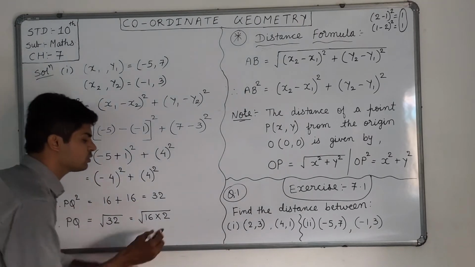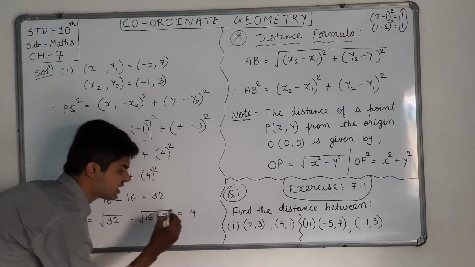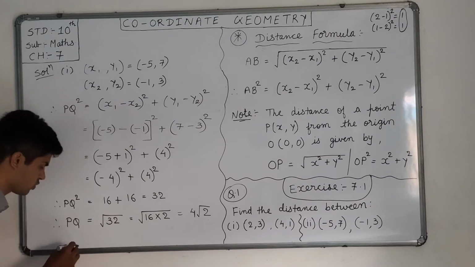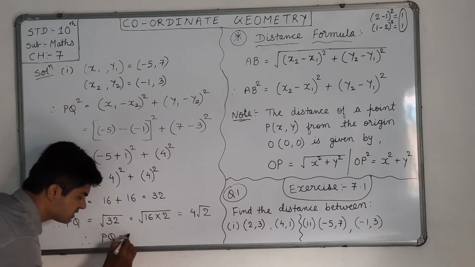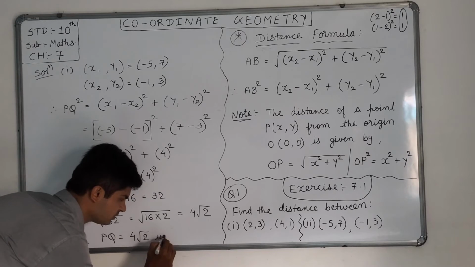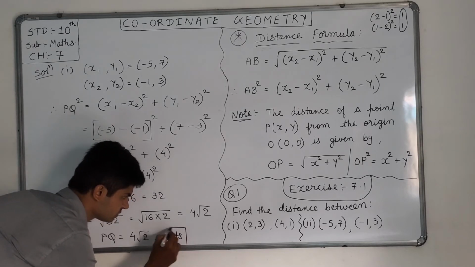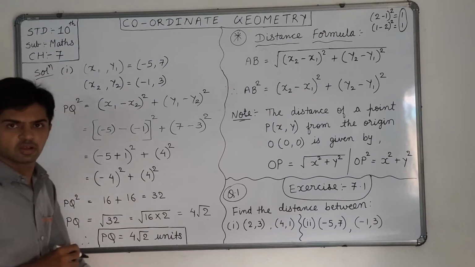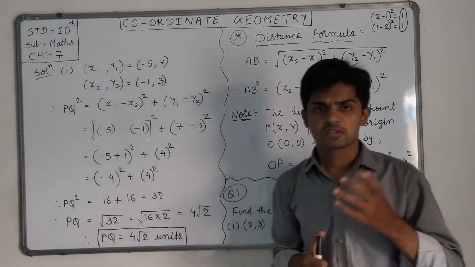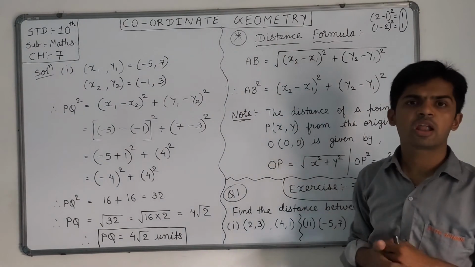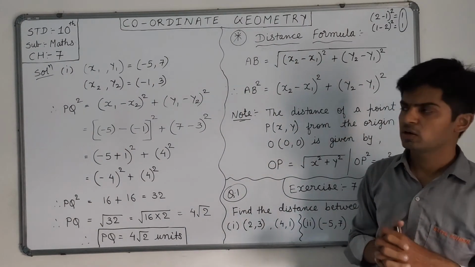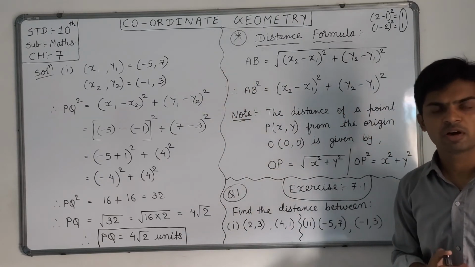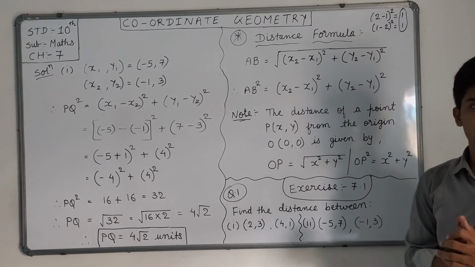ओके, so now the square root of 16 is there, that is 4, and the square root of 2 is not possible, so we will write 4 root 2, and at last we will write PQ is equal to 4 root 2 units. So this is our answer. Understood? समझ में आ रहा है ना कि ये डिस्टेंस फॉर्मूला का मीनिंग क्या है? समझ में आ गया? ओके, write down this sum in your book and then we will do our third sum. Pause the video and write it.